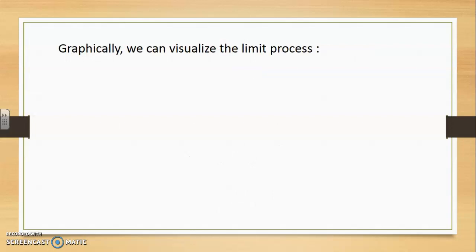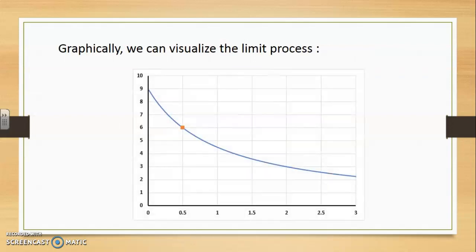Graphically, we can visualize the limit process by, again, looking at values of x that are heading towards 2. And here's what's taking place. As those values of x are heading towards 2, notice how values of y are becoming closer and closer to 3.